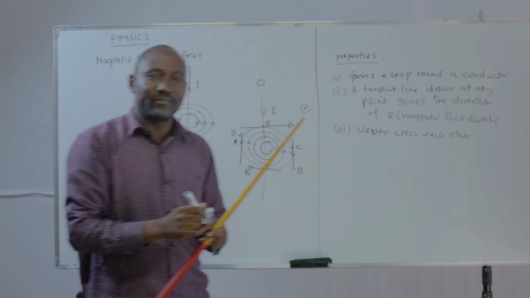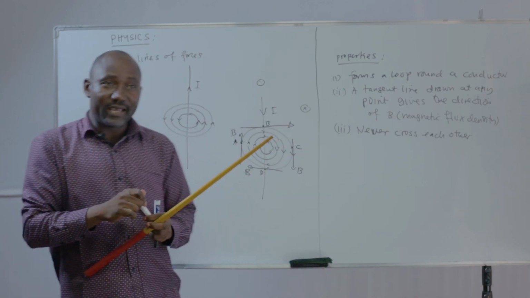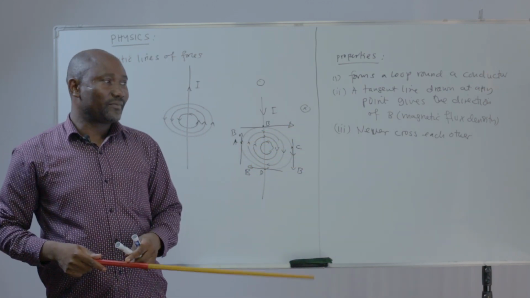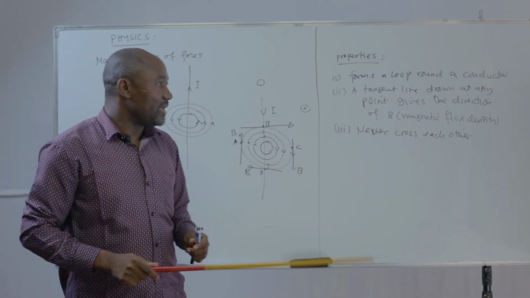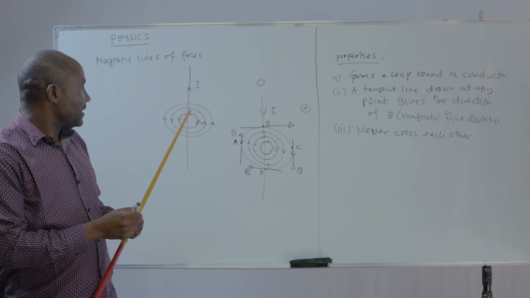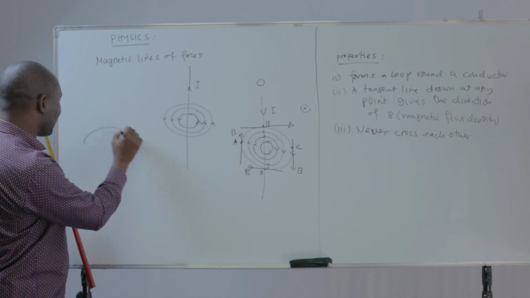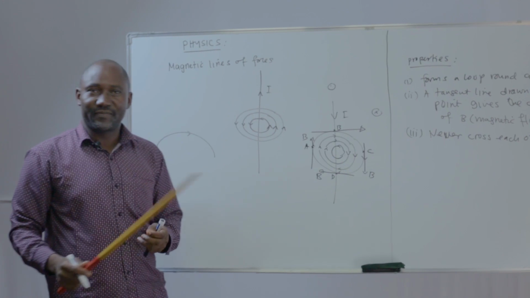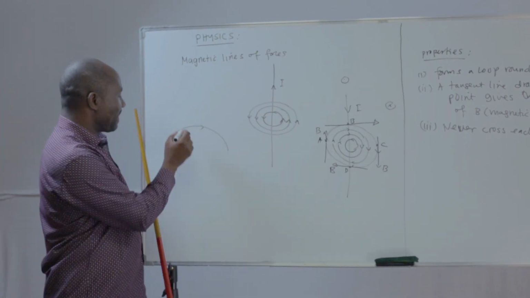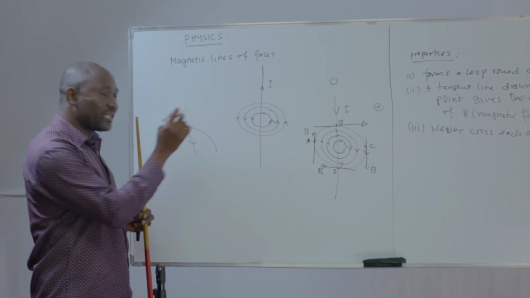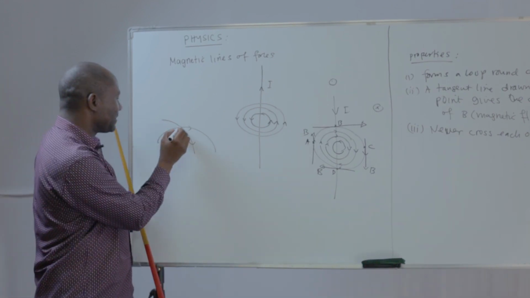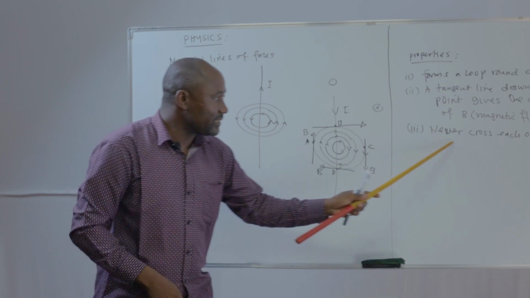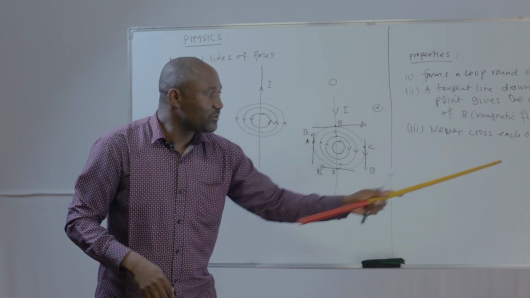I think I did this before. You know the reason why? The line of forces, they will never meet. The reason is simple. Suppose you have two magnetic line of forces crossing at a point. This is the point P. Let's see the reason why these magnetic line of forces will never cross each other.